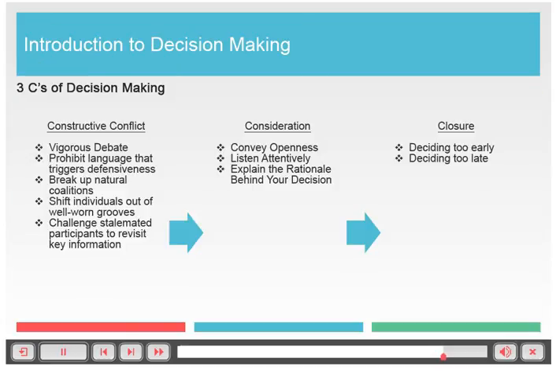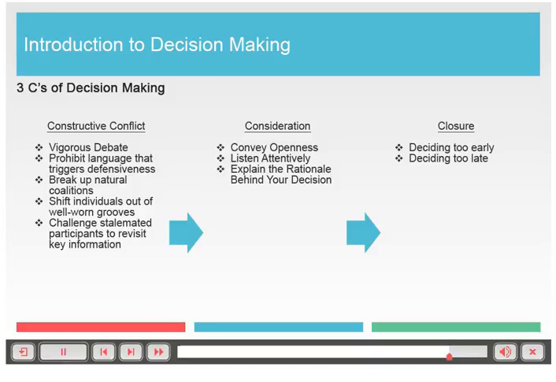This next slide deals with the 3 C's of decision making: constructive conflict, consideration, and closure. And all 3 of these are either things to engage in or things to be careful with. For example, in the closure issues, we don't want to decide too early or too late. We want to make sure we have just the right amount of time to be able to make the decision, taking longer when we need to and a shorter amount of time when it's less appropriate. For example, in a crisis, or when things have to move quickly.